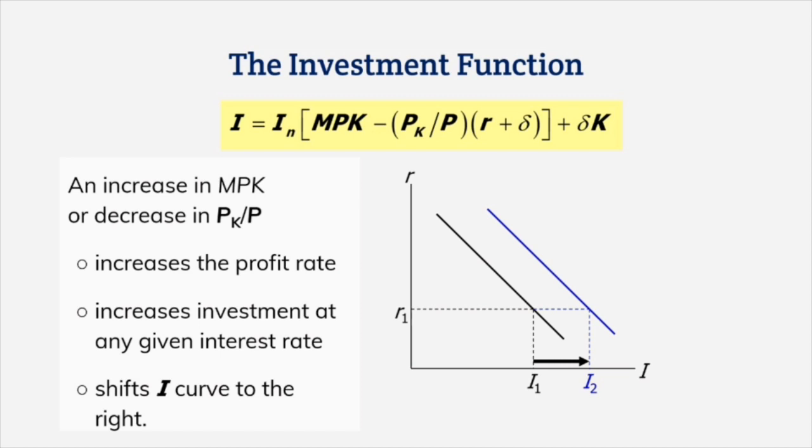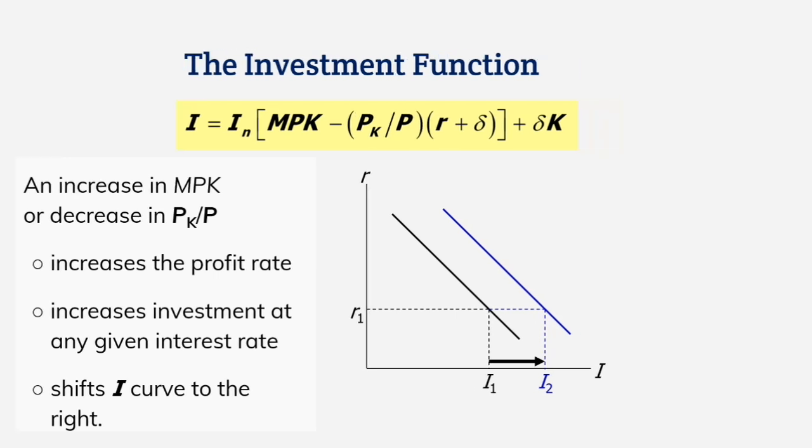Then we also conclude that business fixed investment increases when the interest rate falls. This is because a lower interest rate reduces the cost of capital and therefore makes owning capital more profitable. And this shows an outward shift in the investment function, which might be due to an increase in the marginal product of capital.